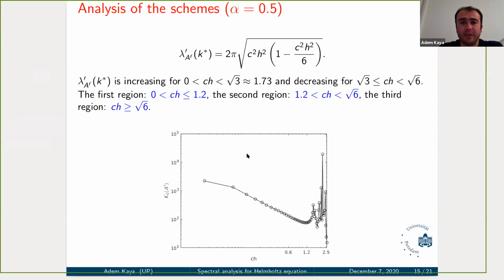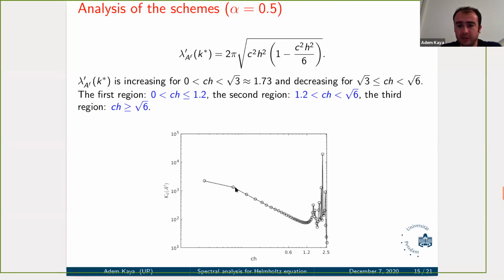To find the regions where lambda of k is increasing or decreasing at the root, we take the derivative of it and then substitute k star into it, and we end up with this expression. Then using the second derivative test, we find these two regions. In this region where CH is between 0 and square root 3, the lambda prime of k star is increasing. And in this region where CH is between square root 3 and square root 6, it is decreasing. Combining all information, we see that the first region is when CH is between 0 and 1.2. The second region is 1.2 to square root 6. And the third region is when CH is greater than square root 6.